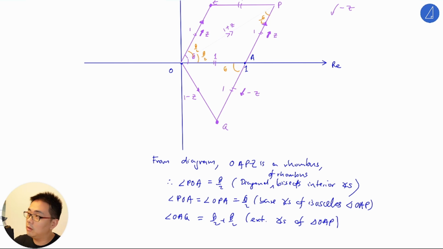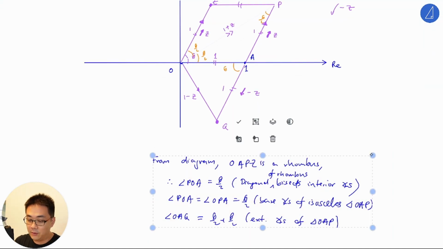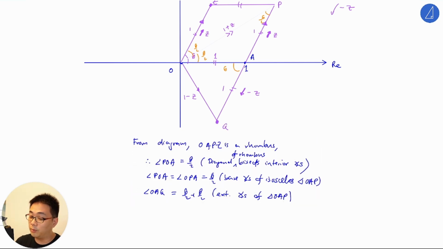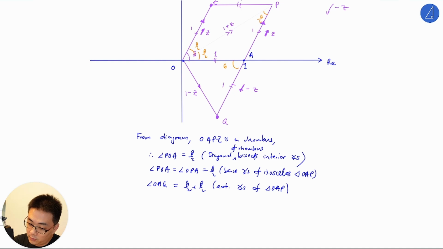Now I totally understand you may not know all these terms that you learned in secondary school, but any form of explanation like that is more than enough. You just write what you understand, because you need to prove, right? So this is theta. So we get this as theta already. Same thing, the angle of AOQ.